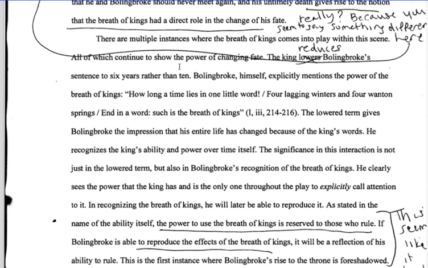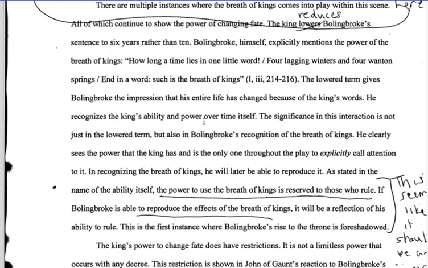The king reduces Bolingbroke's sentence to 6 years rather than 10. Bolingbroke himself explicitly mentions the power of the breath of kings. And here's the quote: "How long a time lies in one little word, four lagging winters and four wanton springs, end in a word, such is the breath of kings." The reduced term gives Bolingbroke the impression that his entire life has changed because of the king's words. This sentence is a derivation of this quote about the breath of kings. He recognizes the king's ability and power over time itself.